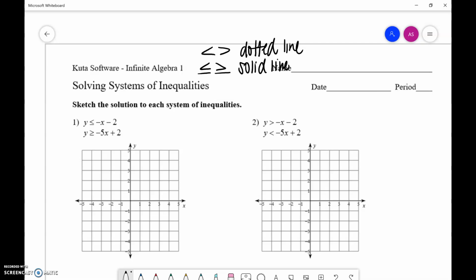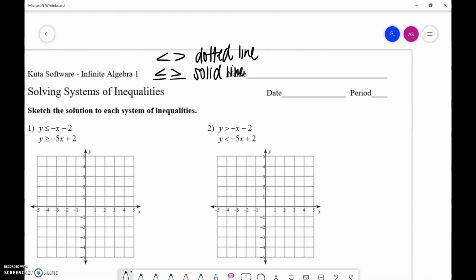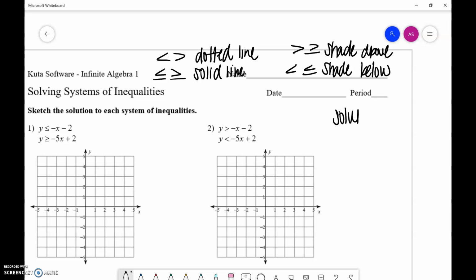Then we also have some shading. So if you have greater than or greater than or equal to, this means that you're going to shade above the line. And if you have less than or less than or equal to, you're going to shade below. Okay, and our solutions are still going to be in the shaded area.